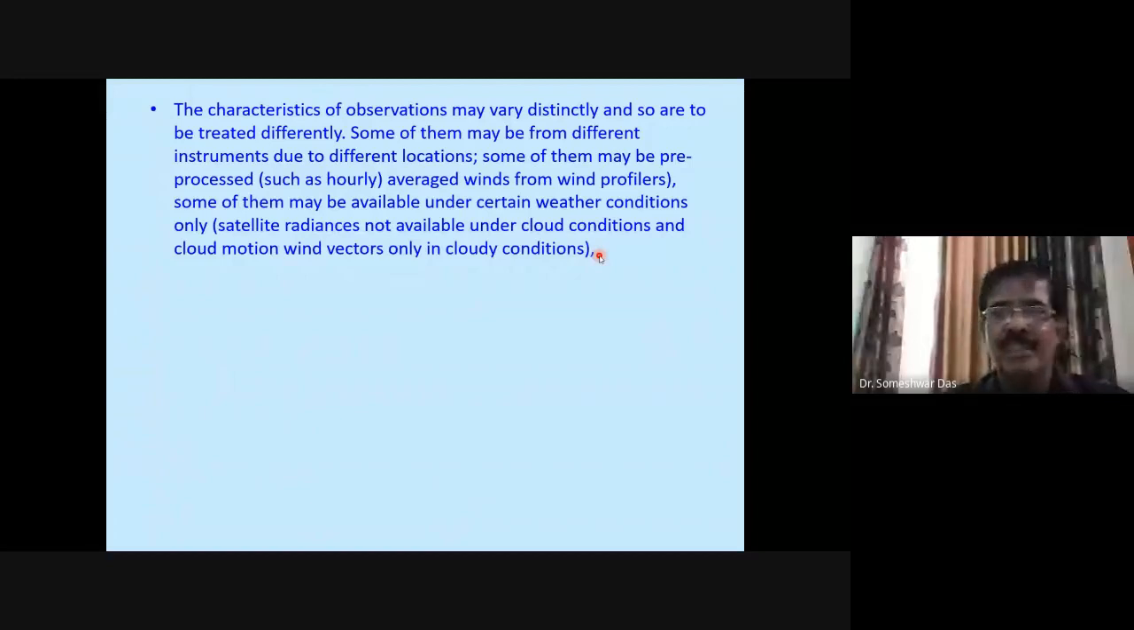Vaisala is a very famous company for manufacturing different kinds of weather instruments. In the old days, there used to be a monopoly, only one company, but nowadays there are plenty of them. So each company will have its own manufacturing error. India's IMD will have its own manufacturing error.